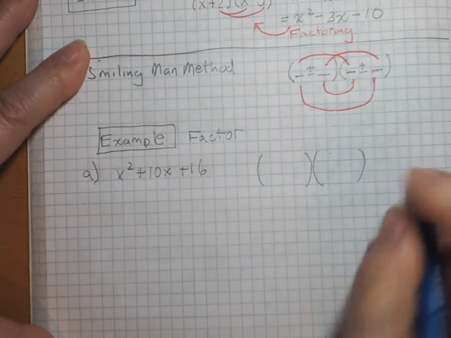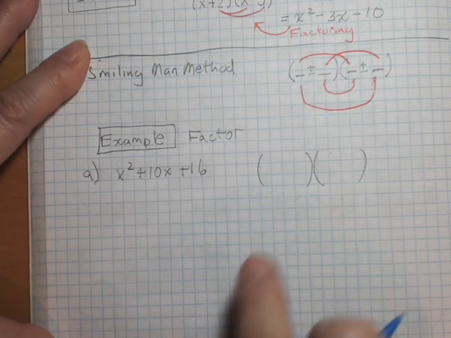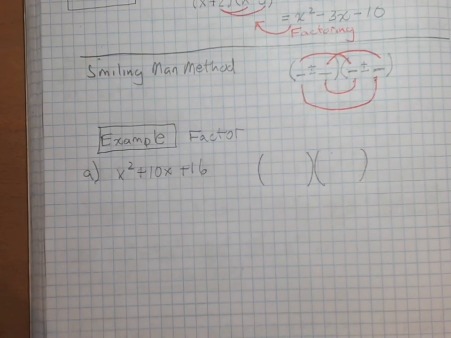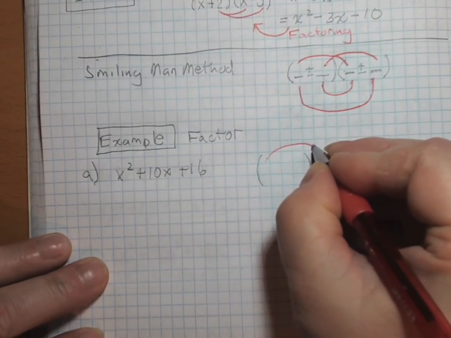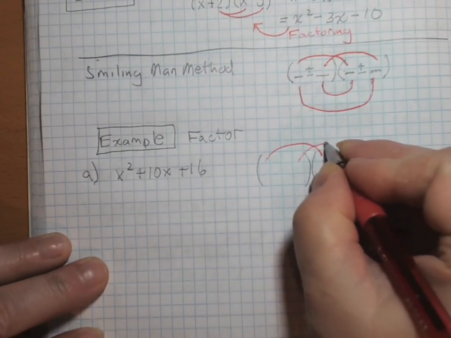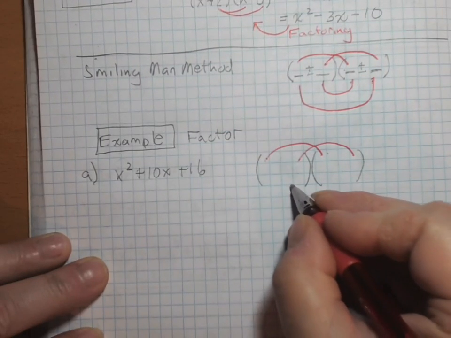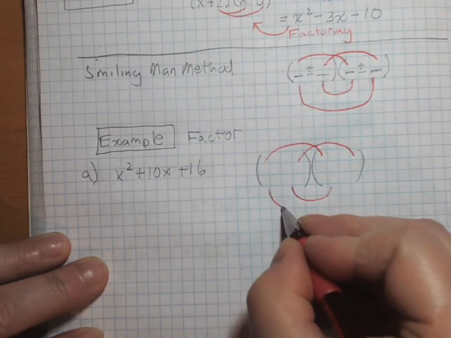Sort of our workspace, okay? All right, and then I'm going to draw my arcs. I'm not going to draw all of the figures, but I just want to draw the arcs. So these are my firsts, my lasts, my inners, and the outers.